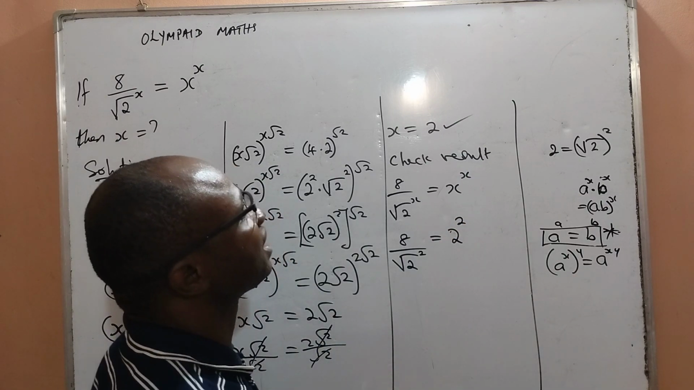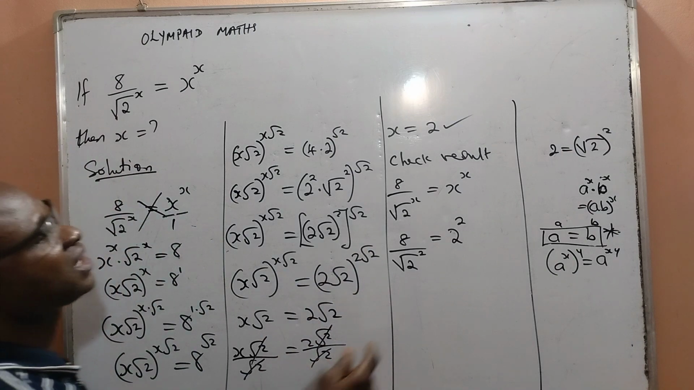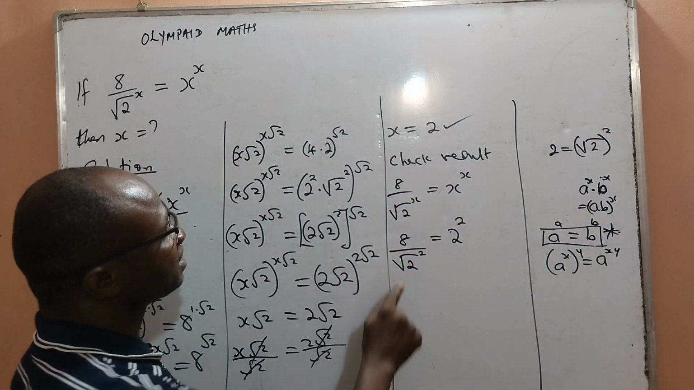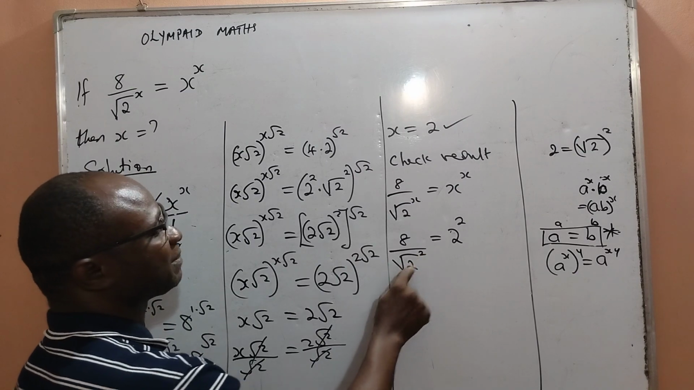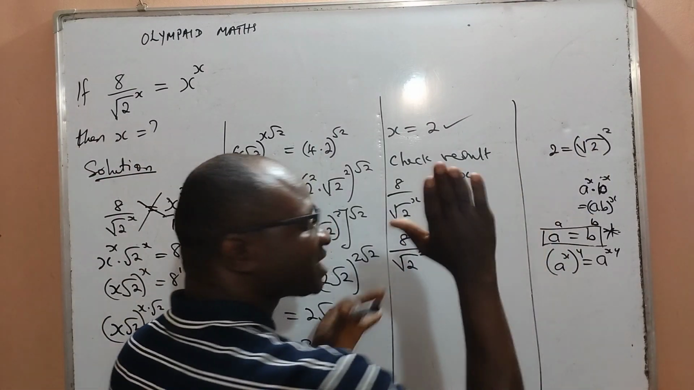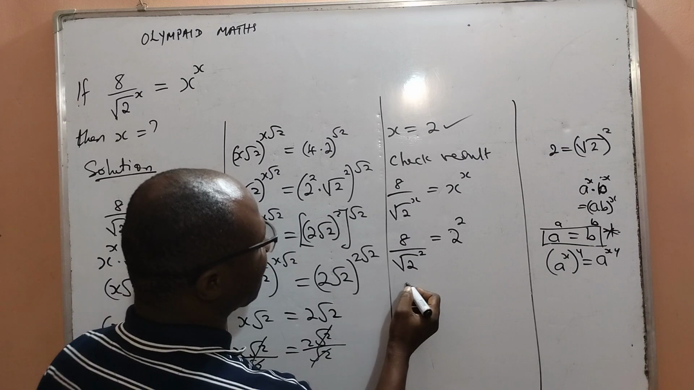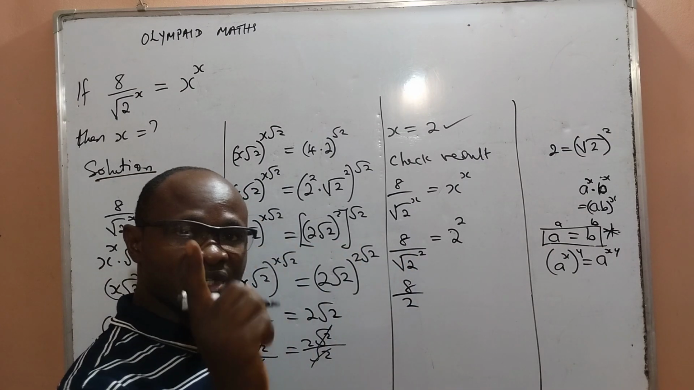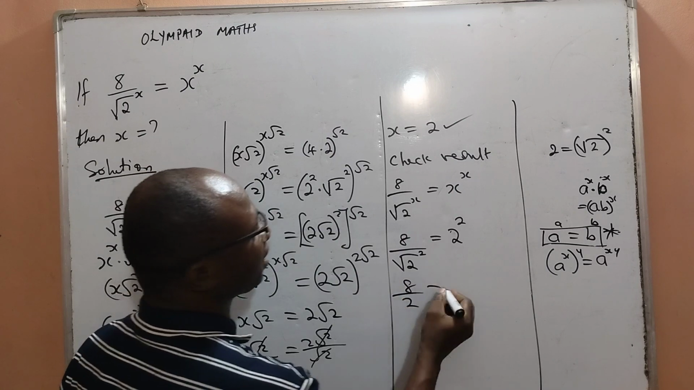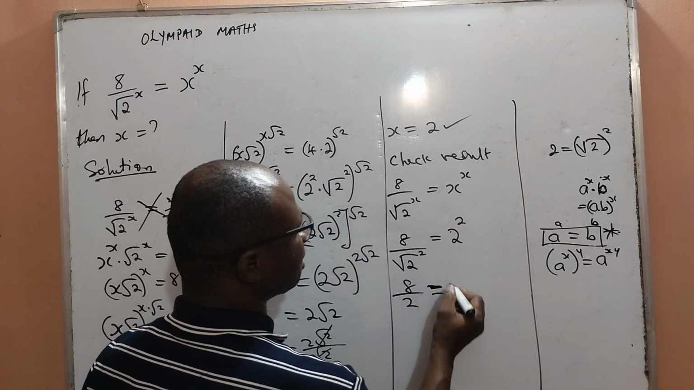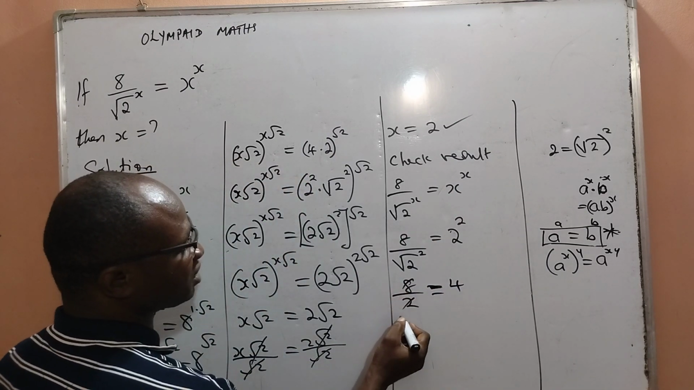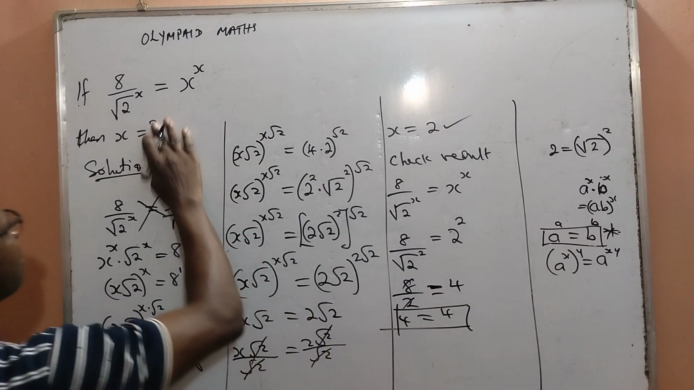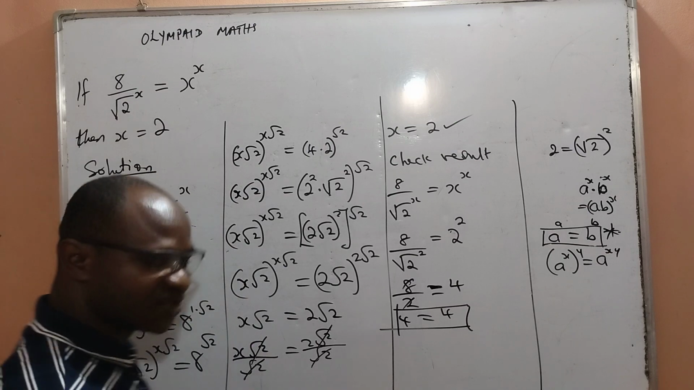But look at what we said here. When we were moving, we said that 2 is the same thing as the square root of 2 raised to the power 2. That means that the square root of 2 raised to the power 2 is simply 2 here. It is just still on the board. And that means on the left, I will have 8 all over 2. Square root of 2 raised to the power 2 is 2. Then 8 over 2 is equal to 2 raised to the power 2, which is 4. But 8 divided by 2 is 4, making 4 equal to 4. Authenticating the answer we got that the value of x is equal to 2.